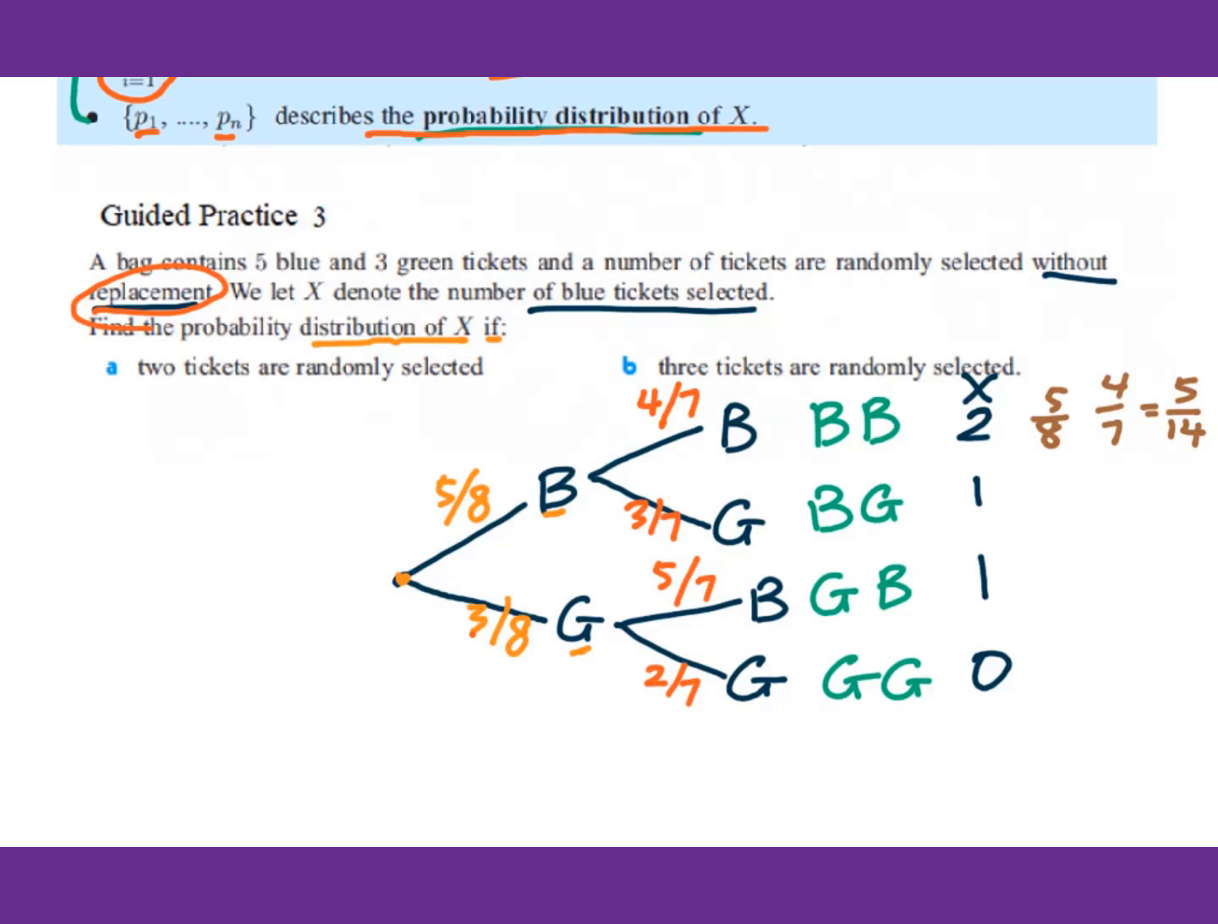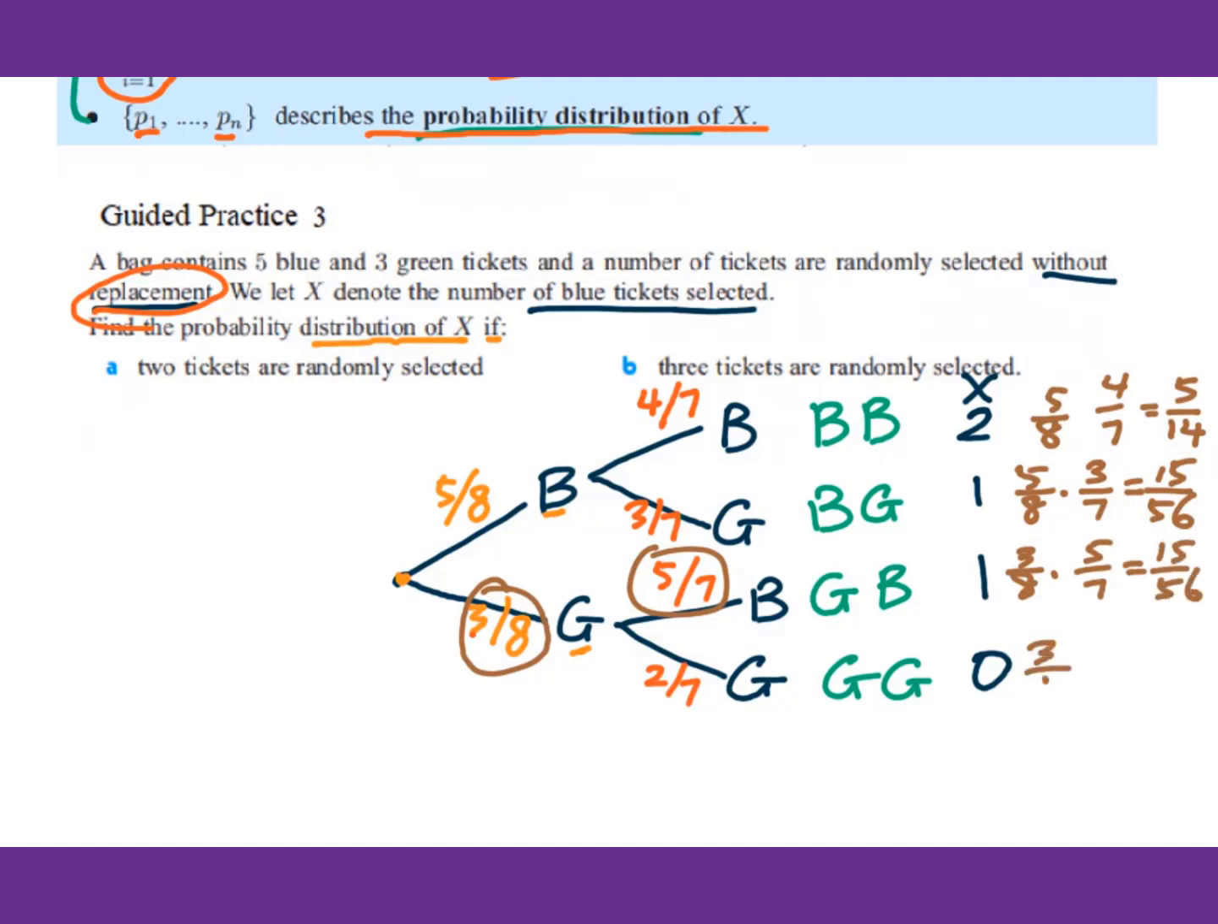For blue-green, you will get 5/8 times 3/7. That is 15/56. 3/8 times 5/7. Using these two, you will get 15/56. And 3/8 times 2/7, you will get 3/28. Therefore, for the probability of x equals 0, that is 3/28.